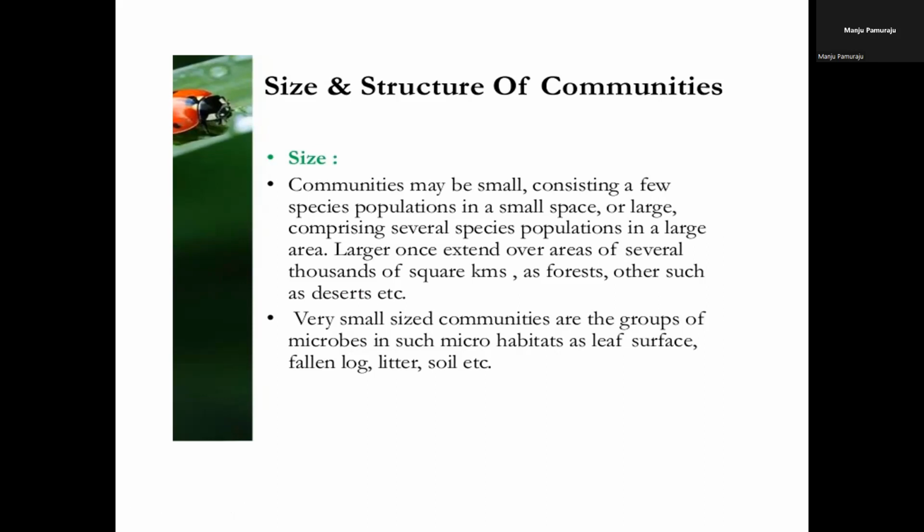On a leaf surface or any surface, many microorganisms are present, so it constitutes a small sized community. For example, on a fallen log, many small insects and larvae are also present, as well as in litter and soil. So if a community occupies a small area, it is called a small sized community. The examples for large sized communities are forest ecosystem, forest community, and desert, whereas examples for small sized communities are leaf surface, fallen log, litter, soil, etc.